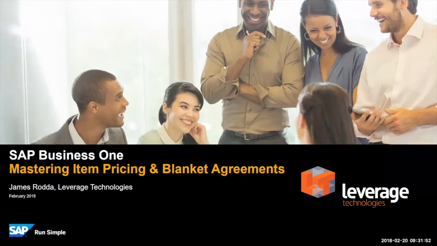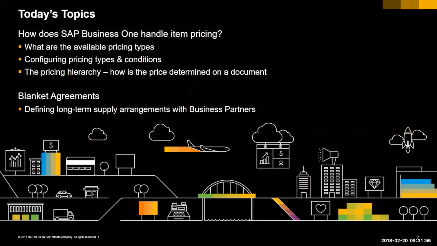Okay, so these are the topics that we're going to cover. As I was saying, how does SAP Business One handle item pricing? We'll go through some of the pricing types that are available within SAP. Then we'll configure some of those and set up some conditions around it, so you're aware of what parameters or conditions are required in order to apply these particular types of prices. We'll also talk about the hierarchy of pricing and how SAP determines the price on a given document. With so many pricing mechanisms available within SAP, you need to be aware of how it determines, through a hierarchy, the final price that will be applied on that document.